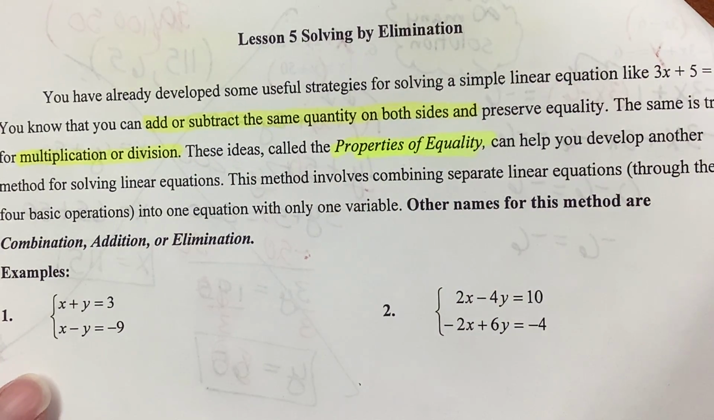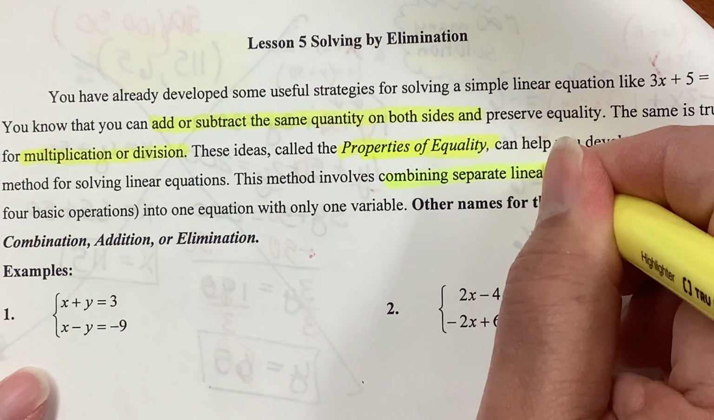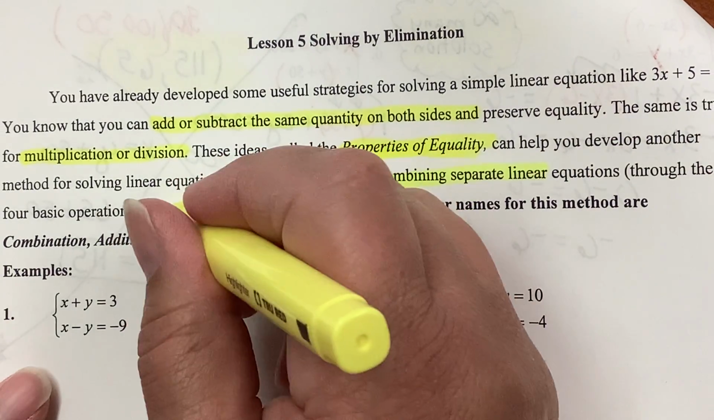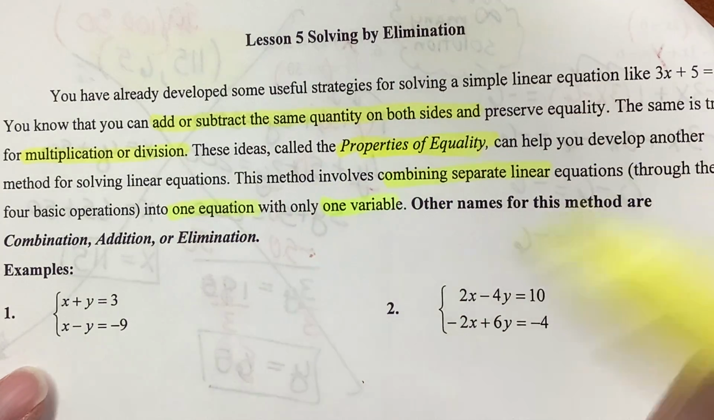It can help you develop another method for solving linear equations. This method involves combining separate linear equations through adding, subtracting, multiplying, and dividing into one equation with only one variable. So what you're going to do is combine separate linear equations into one equation with one variable.